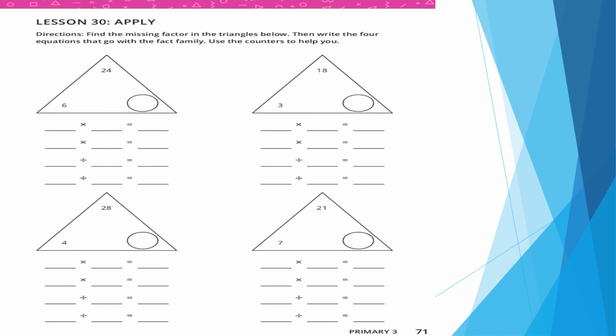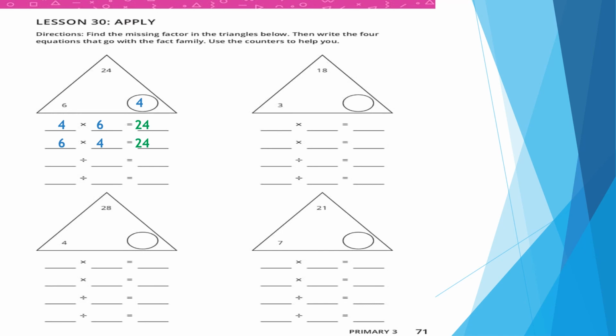Lesson 30, we have here fact family. And in the first one, we have 6 and 24. This family needs what to complete it? 6 times what will give me 24? 6 times 4. So we will write the first two multiplication equations. They are 4 times 6 equals 24. And the next one is the commutative property for it. It will be 6 times 4, 24.